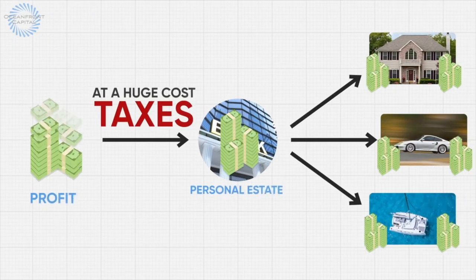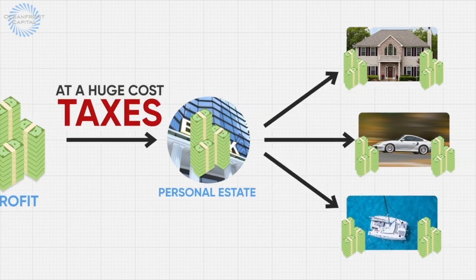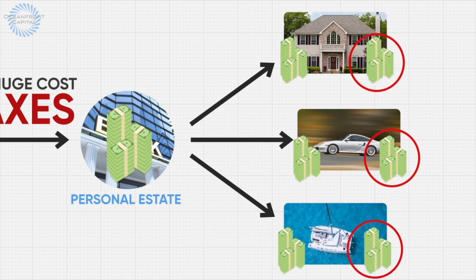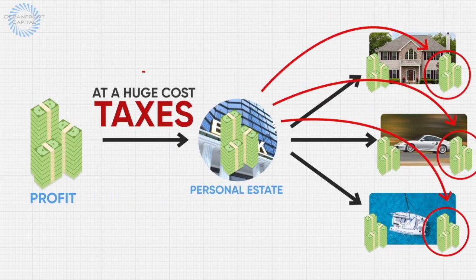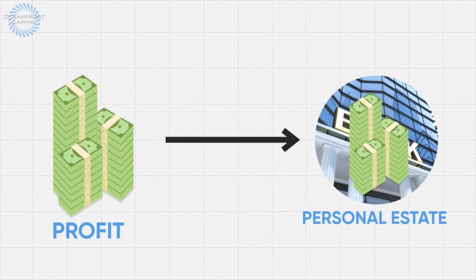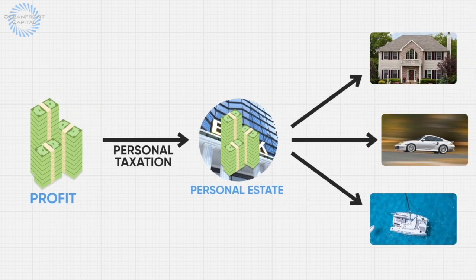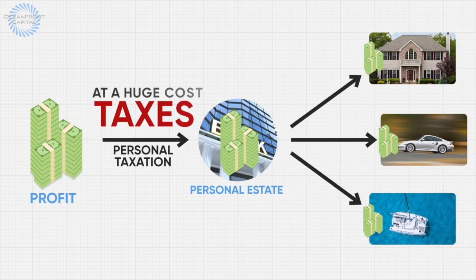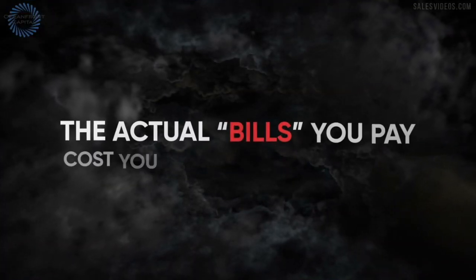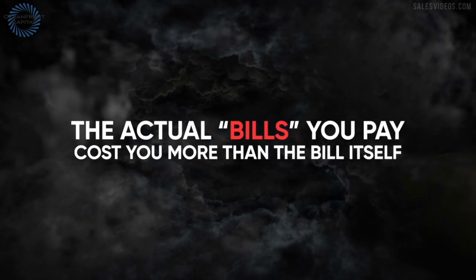The problem with this normal structure of taking profit is that in order to pay the bills for these assets, you have to pay those expenses using funds from a bank account, where you were taxed in order to receive the money. You see, there was a penalty to pay to receive that profit personally. That penalty is personal taxation. You have to use your personal estate to pay for these costs, but you have to pay a huge price in tax in order to receive it. So the actual bills you pay cost you more than the bill itself.